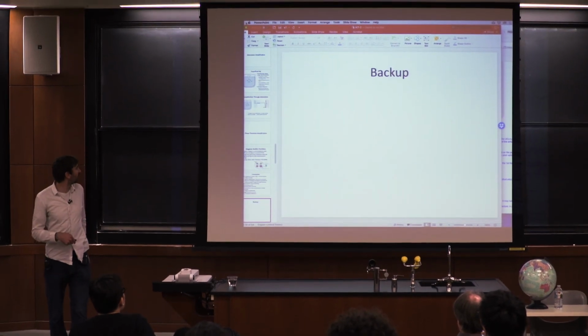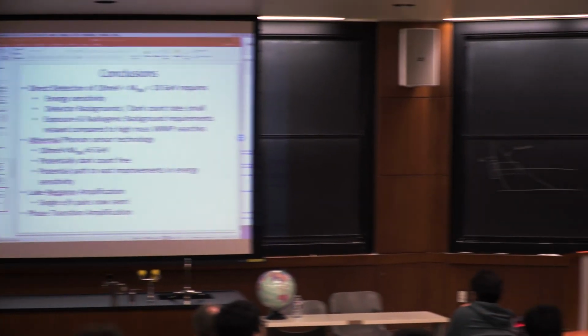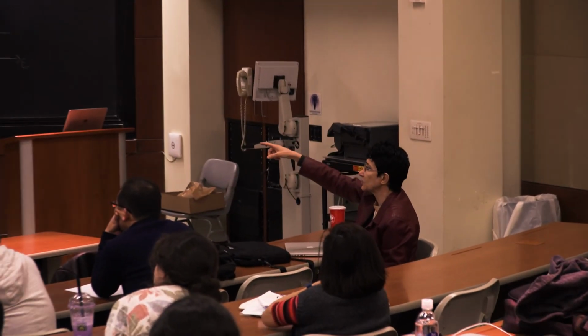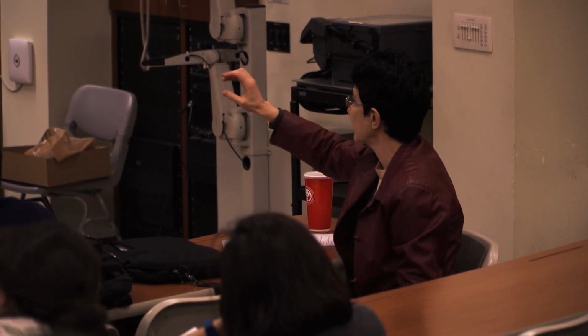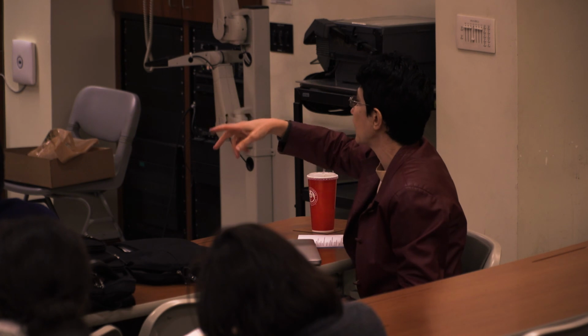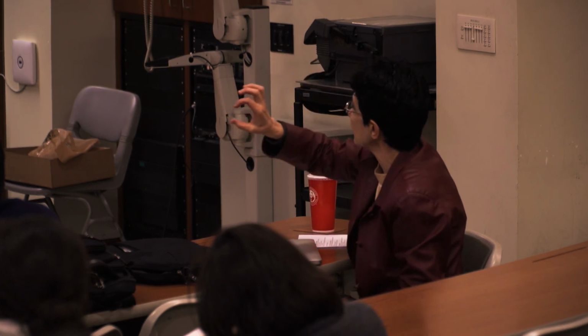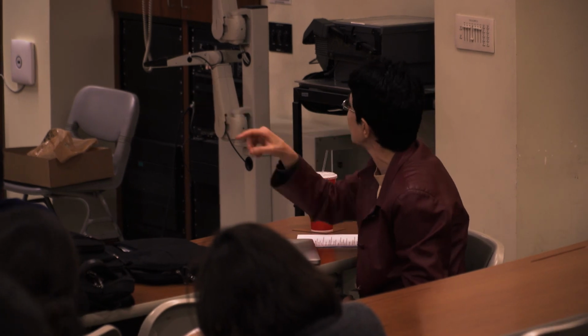OK, so I skipped. Question. Yeah. In PICO, for example, they can tune the threshold. It's a threshold experiment. They can tune the threshold, so they have some idea, because of course they measure any energy larger than that. Sure, you can put your threshold, yeah, which gives you some discrimination here too.